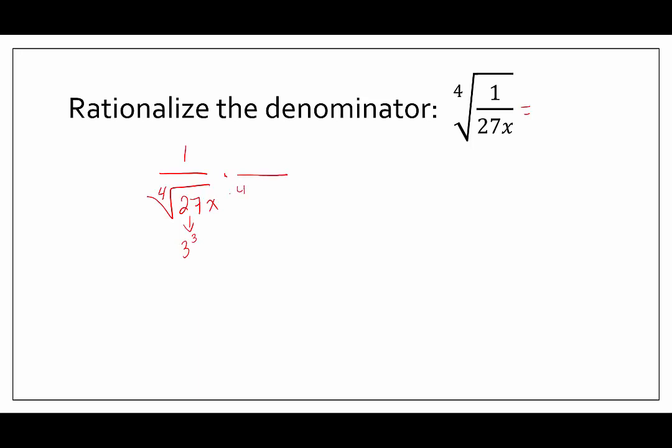Now, I'm looking for perfect powers of 4. I have 3 factors of 3 so far. I just need one more factor of 3 for it to be a perfect power of 4. And if you look at the numbers, 27 times 3 is 81. 81 is a perfect power of 4. And then for x we need 3 more factors of x to make it a perfect power of 4. So we're going to multiply by x cubed. We're going to do the same thing in the numerator, multiply by the 4th root of 3x cubed.